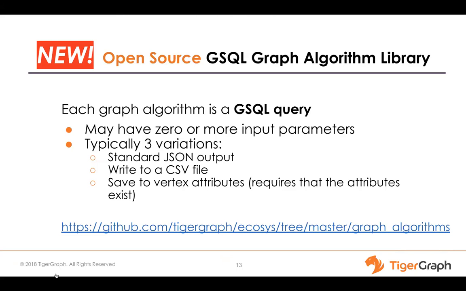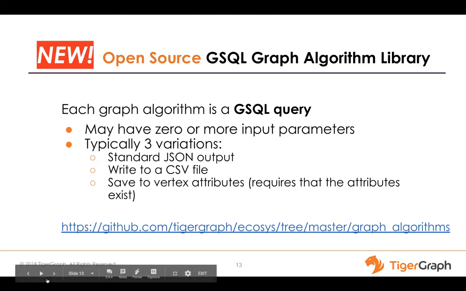Each of these algorithms is actually a GSQL query with zero or more inputs. And it can have three different types of outputs. You can output to a JSON document, a CSV file, or just save it back to the vertex attributes. Find it in our ecosystem repository. The link is down on the slide.